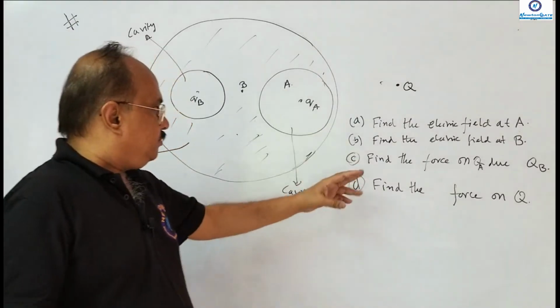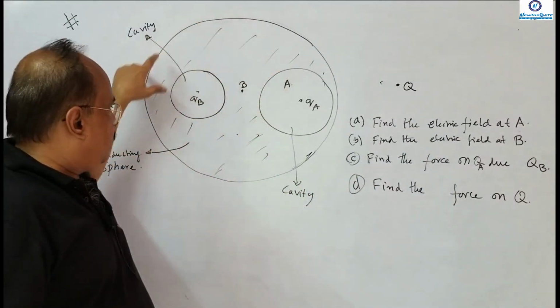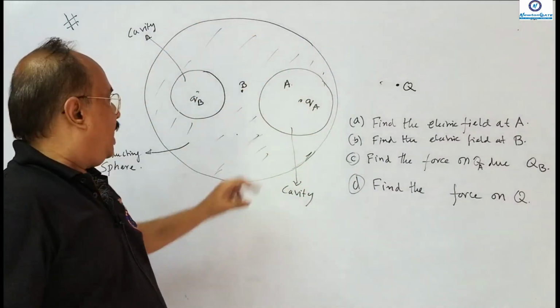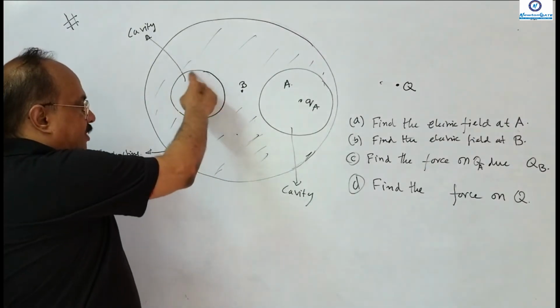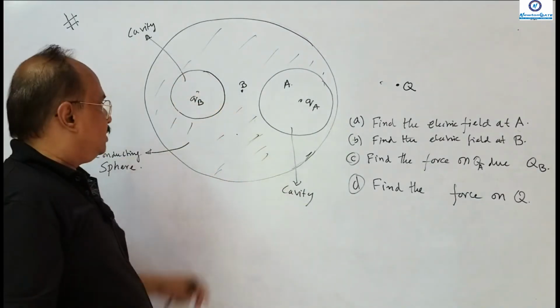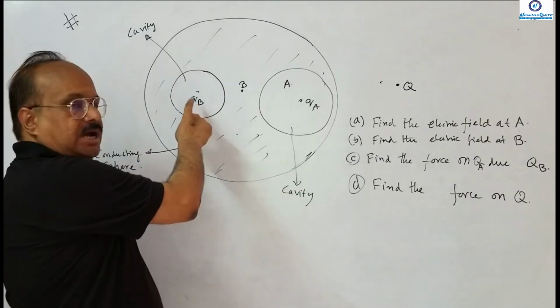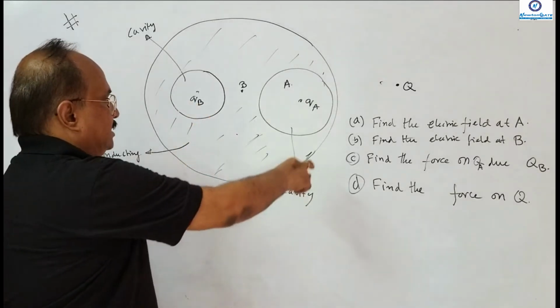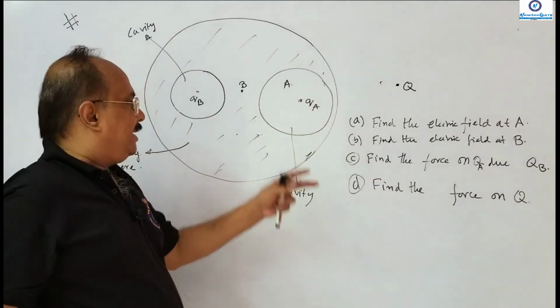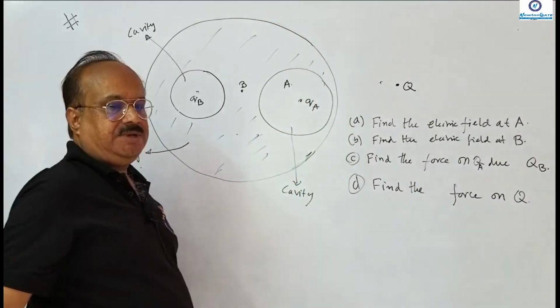This is our next sum. In this sum, this is a metallic conductor, and in this metallic conductor you have a cavity, and inside the cavity you keep a charge QB. There is another cavity, and inside that I kept a charge QA.